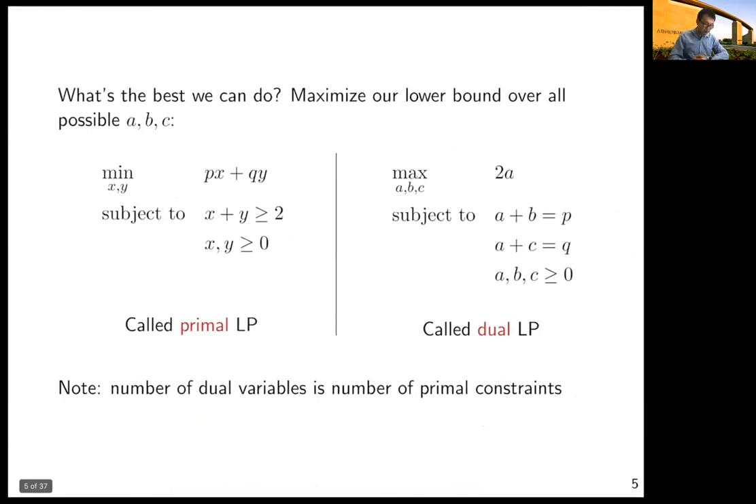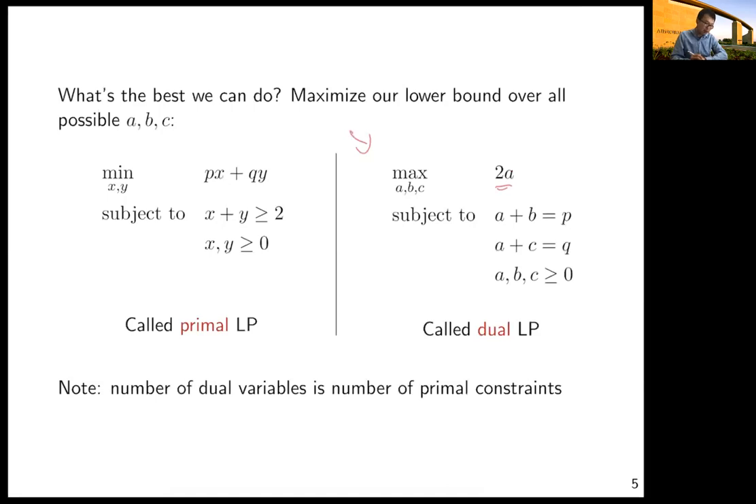Okay, so to see that this is the best we can do, we can also just directly maximize the lower bound over the parameters a, b, and c. That allows us to construct this optimization problem, which directly and explicitly maximizes that lower bound. From the previous example, we know that the lower bound is in the form of 2a, and the conditions that we need to satisfy are a plus b equal to p and a plus c equal to q, and everything being non-negative.